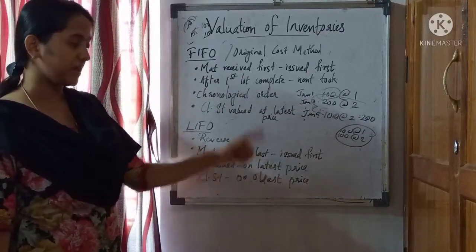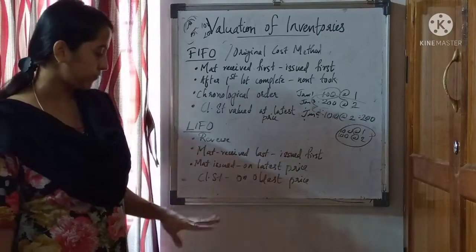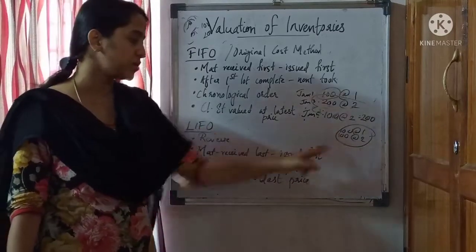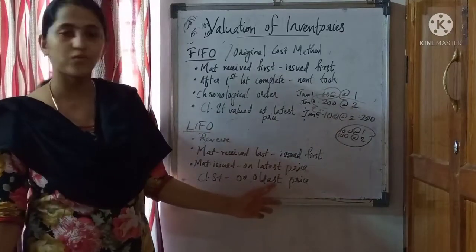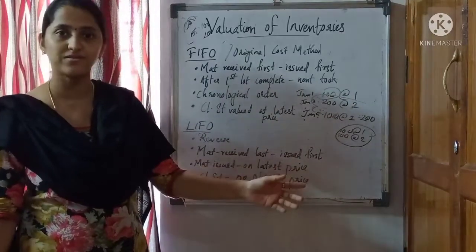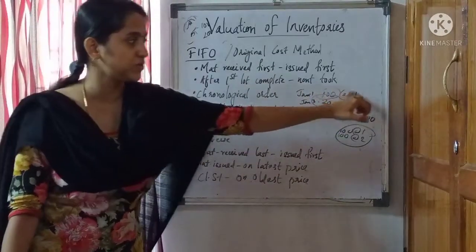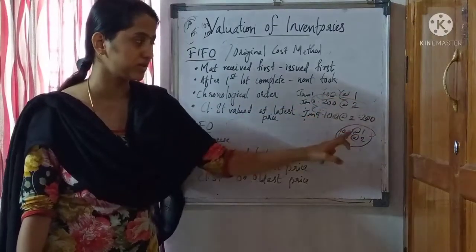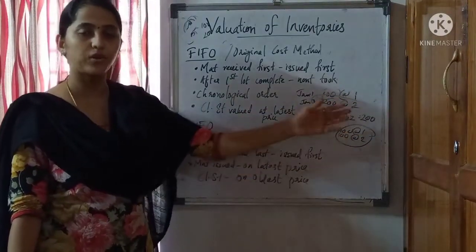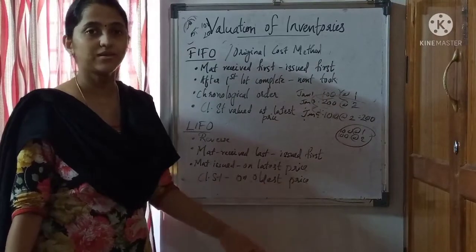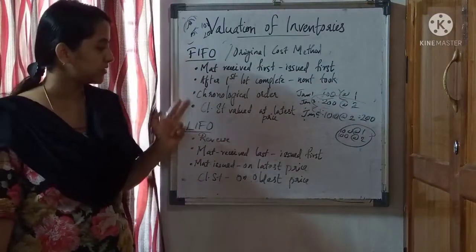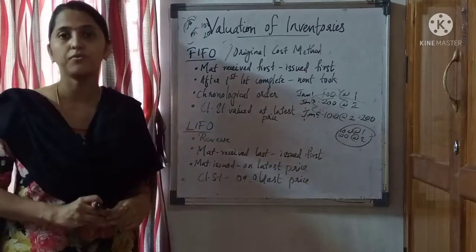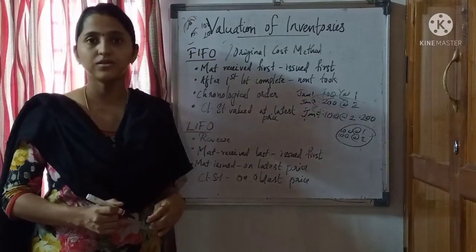Materials which are received lately or last are issued first. So materials are issued at the latest price, whereas closing stock will be at the oldest price, because the first purchase is still there. So closing stock will be based on the oldest price. So this is the difference between the two methods, FIFO method and LIFO method. Hope you are clear with that.